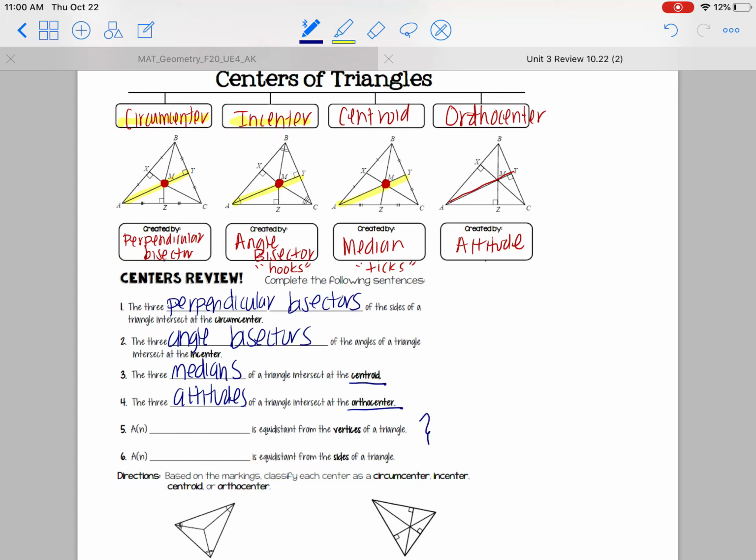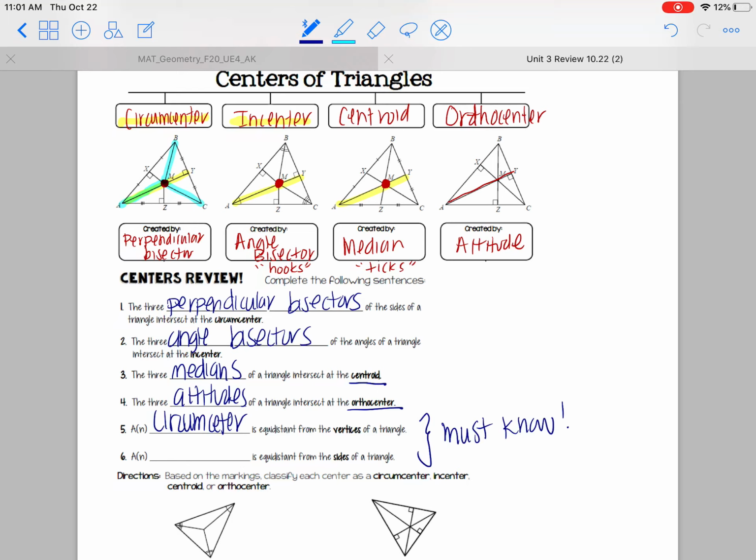And then this is super important and you must know it for the exam. We know that one of these points will be equidistant from the vertices of the triangle. And that point will be the circumcenter, okay? So the circumcenter has to be equidistant from the vertices of the triangle. So I'm going to go ahead and write it here, circumcenter.